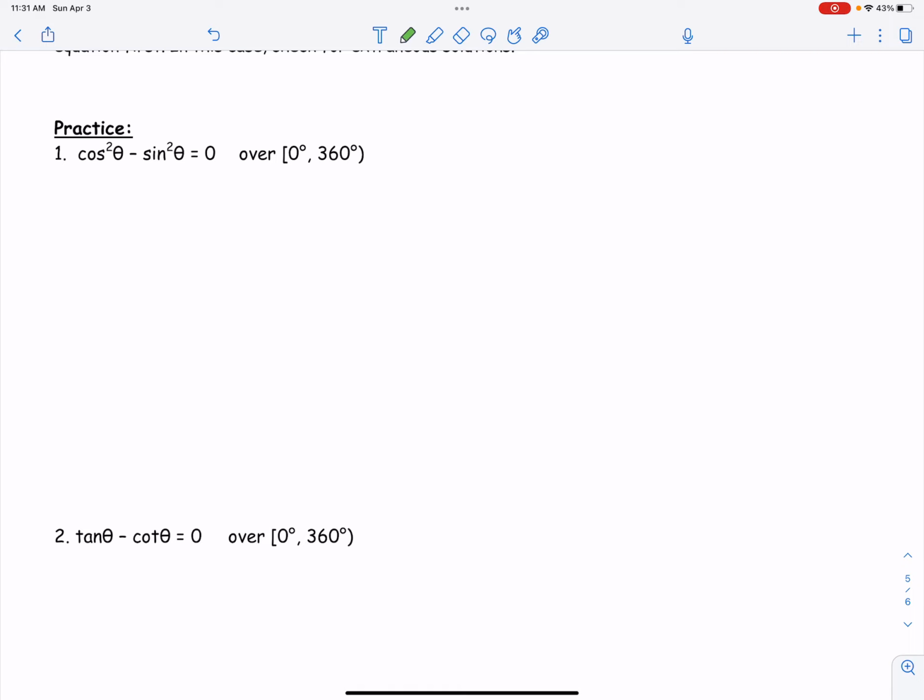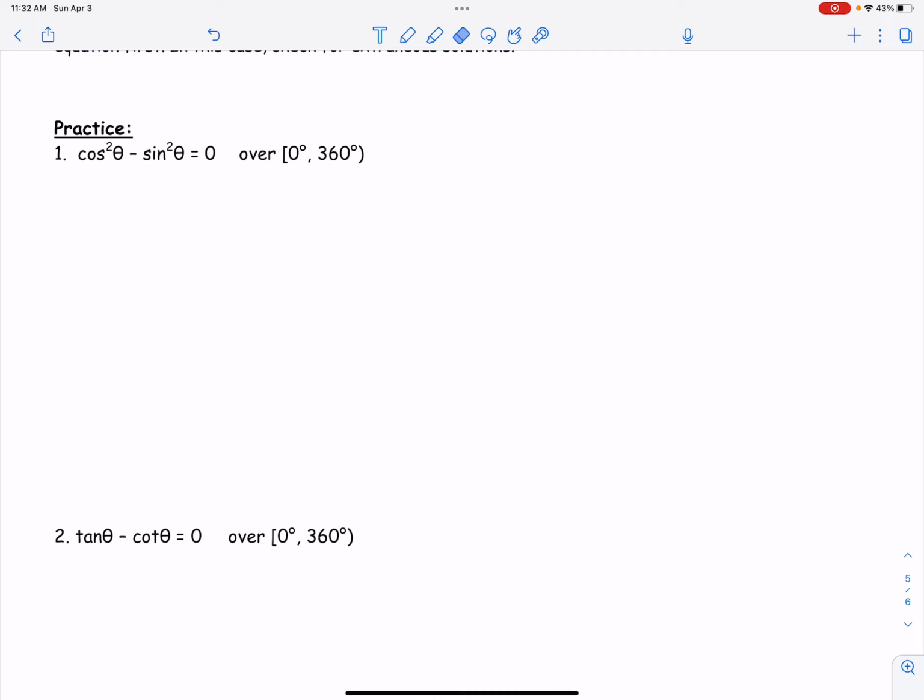So if you remember, I could factor that too, right? It is factorable. That's the difference of 2 squares. So I could have cosine minus sine, cosine plus sine, but now I'm sort of stuck. If I set them each equal to 0, that doesn't really help me. I have 2 different trig functions, and I can't solve that quite so easily. I guess technically my variable is just theta.